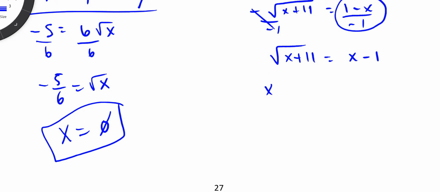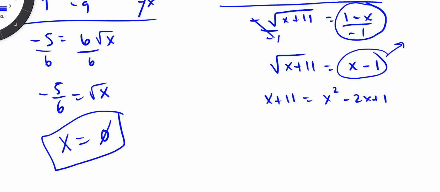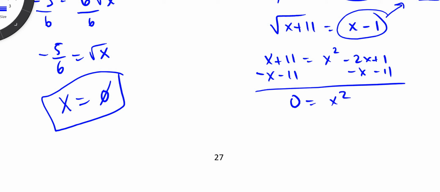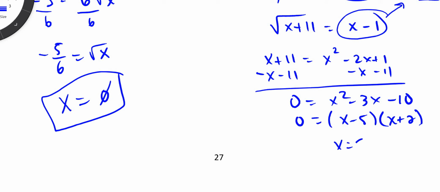Square both sides. x plus 11 is equal to x squared minus 2x plus 1. Right, that's what I get if I square this. Again, if you're not good at squaring it, you could do it off to the side, right? x minus 1, and make your boxes. Move the x to the other side and the 11. So I wind up having 0 equals x squared minus 3x minus 10, which totally has two factors of minus 5 and positive 2, which gives us answers of 5 and negative 2.